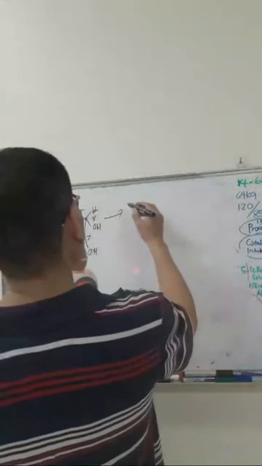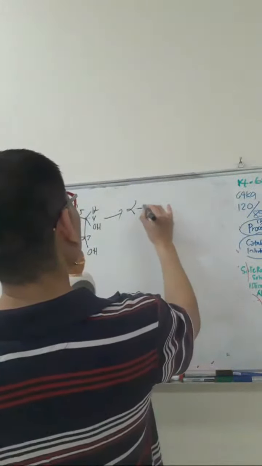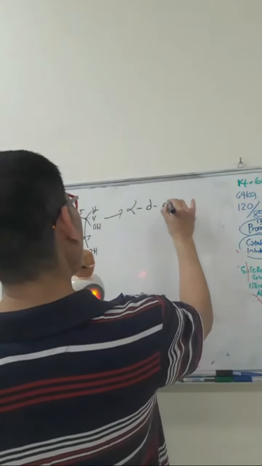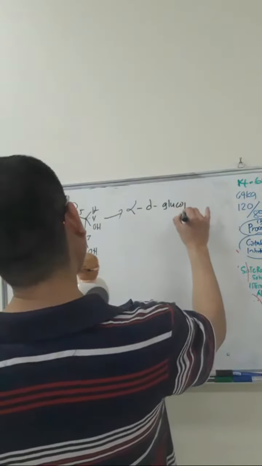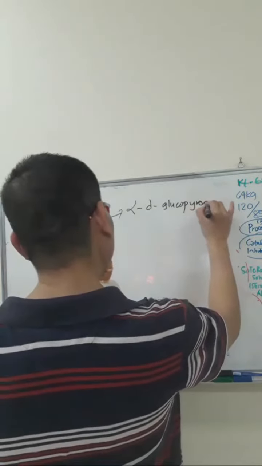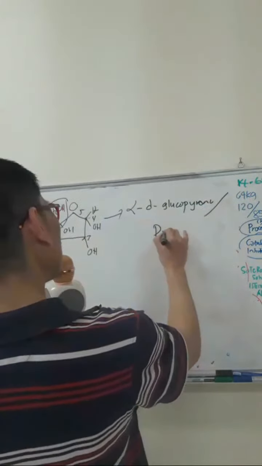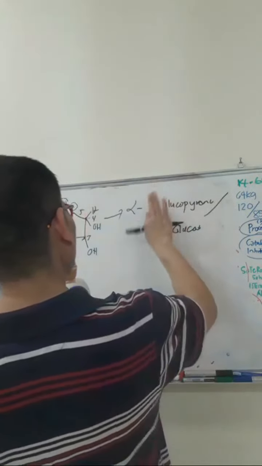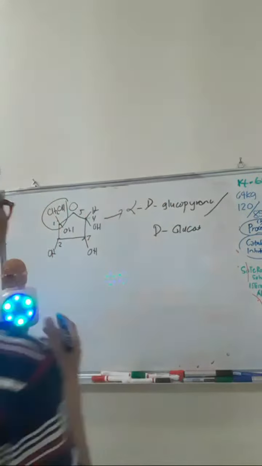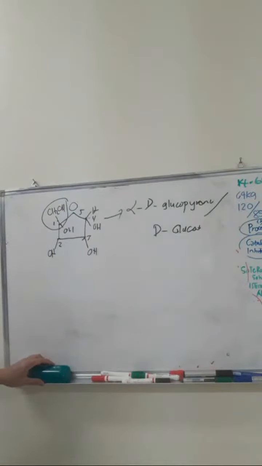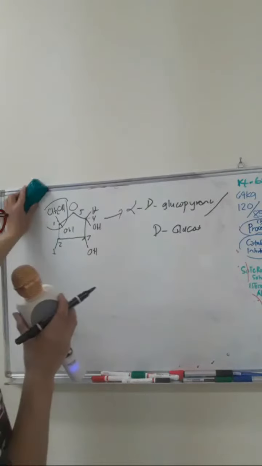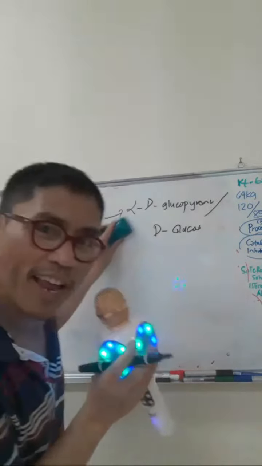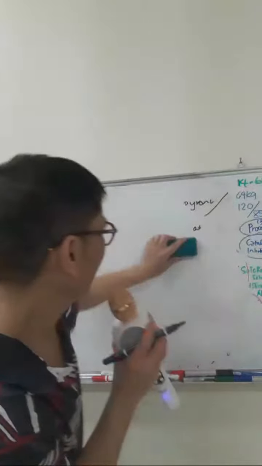So, what is this, guys? Alpha-D-glucopyranose, the same as D-glucose. That is why it is sugar, it is good. This is the glucose, the blood sugar in our bloodstream. Okay?